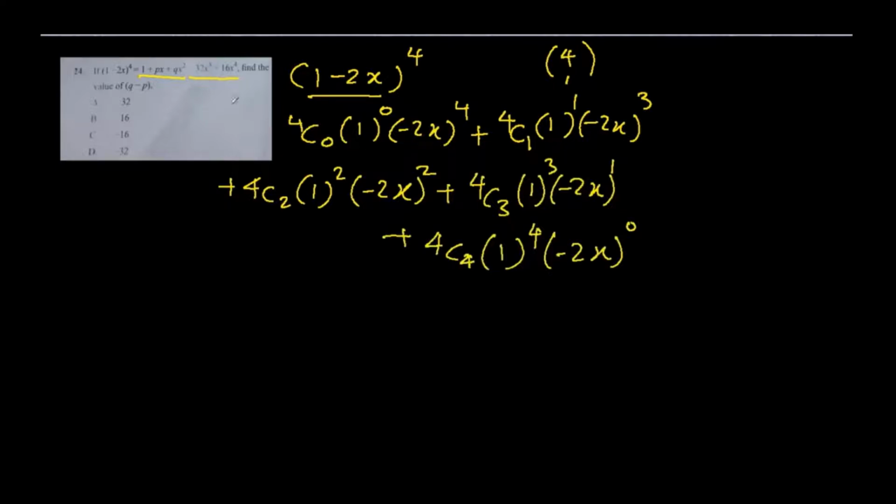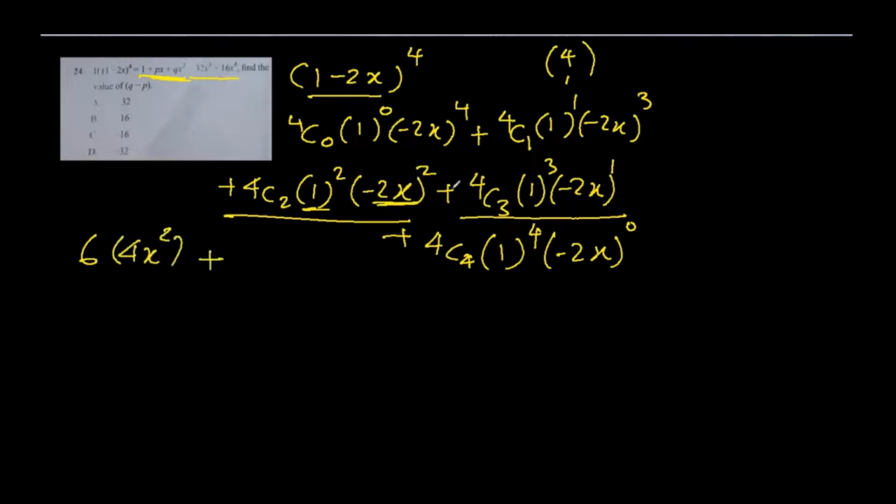Alright, since we are concerned with only the coefficient of x square and x, I will not even look at others. I will just look at x square, this one, and x, which is this one. Alright, so let's simplify this. 4c2 is 6. 1 square is 1. I will not write it. Now minus 2x whole square will be 4x square.